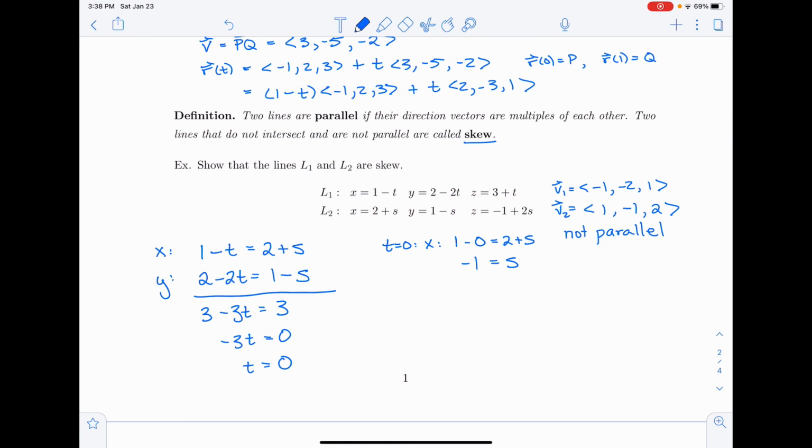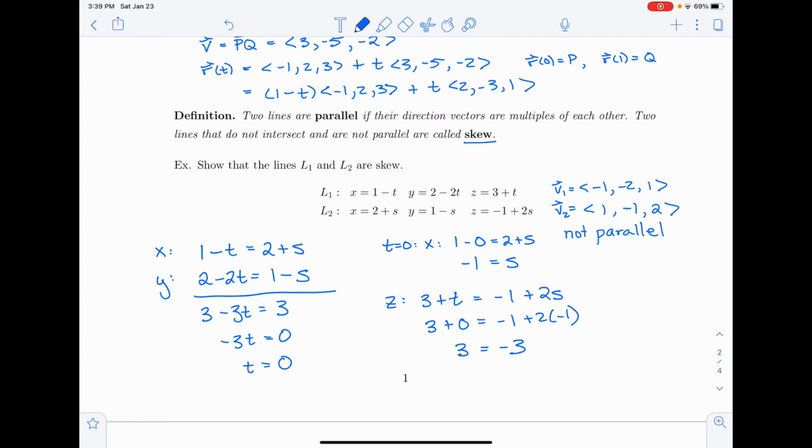So in order for these two lines to intersect, they have to intersect when t is 0 and s is negative 1. So what happens if we stick that into the z equation? So the z equation says that 3 plus t has to equal negative 1 plus 2s. But if I specifically stick in that t is 0 and that s is negative 1, then I'm going to get 3 plus 0 is equal to negative 1 plus 2 times negative 1, and then 3 would have to equal negative 3.